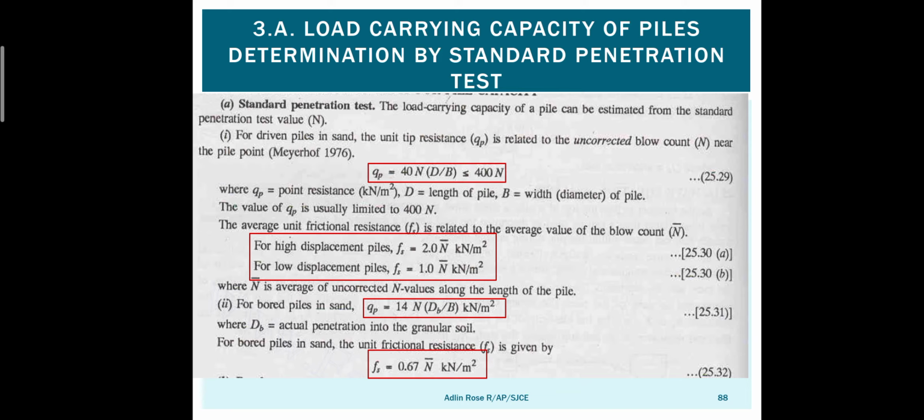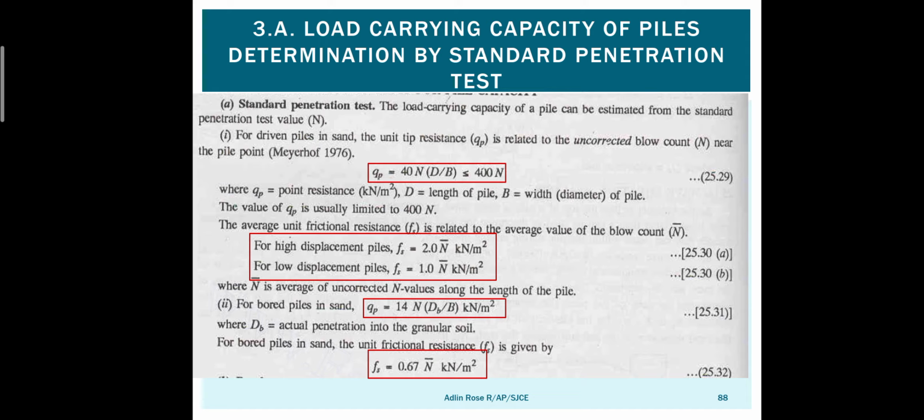We know that piles in sand are of two types. One is driven piles, or we can have bored piles. When you go for driven piles, we use precast piles to drive into the sand. Now there we can find the tip resistance of the piles by the formula qp is equal to 40 N into D by B, or it is equal to another formula, qp is equal to 400 N.